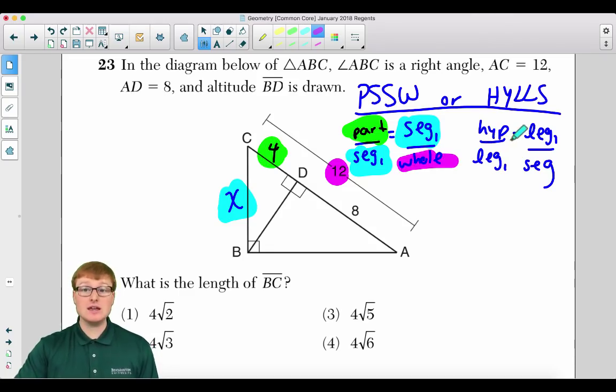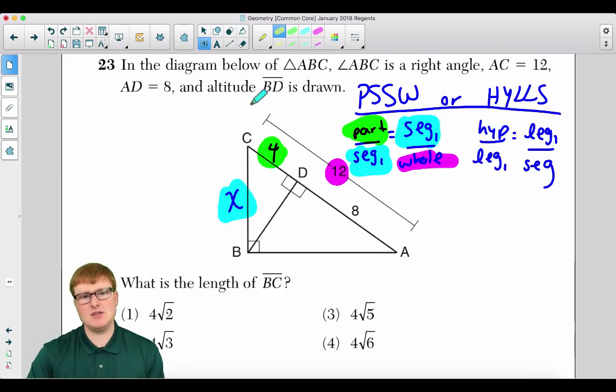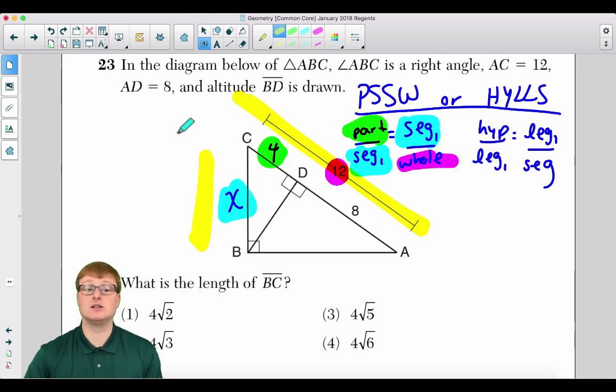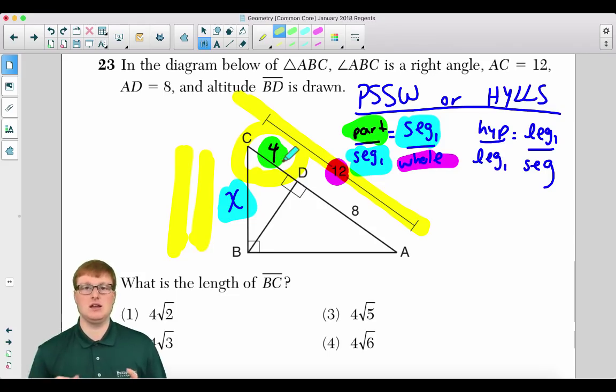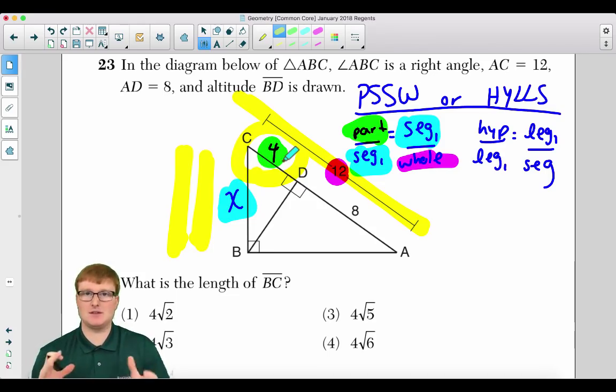Now, if you're using the Hills method, which is the same thing, it's the hypotenuse. In this case, it's just a little different, though. The hypotenuse is 12. The leg is x, the leg is x again, and the segment is 4. All they did is manipulate the fractions a little bit, but no big deal. They mean the same thing.